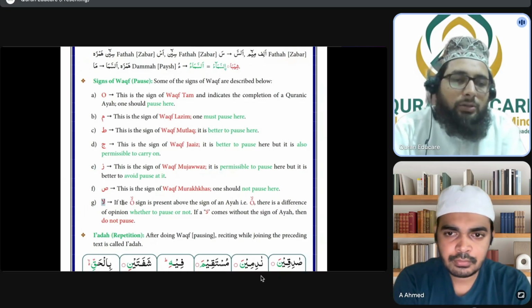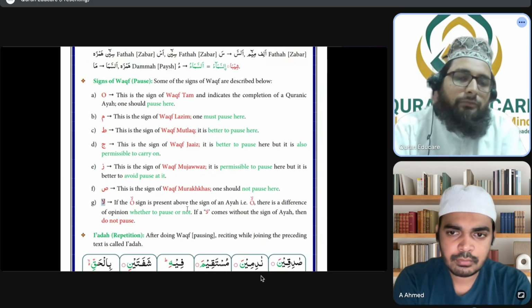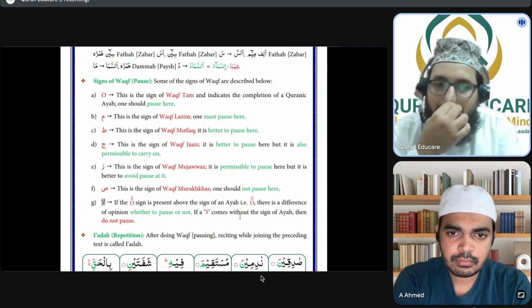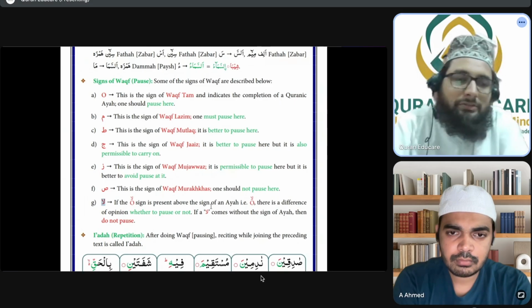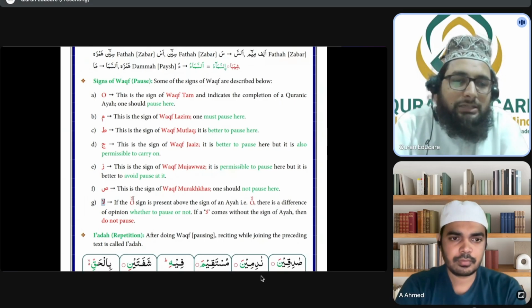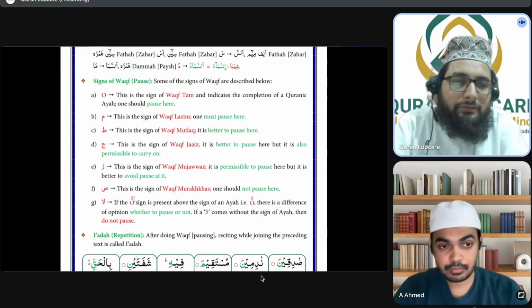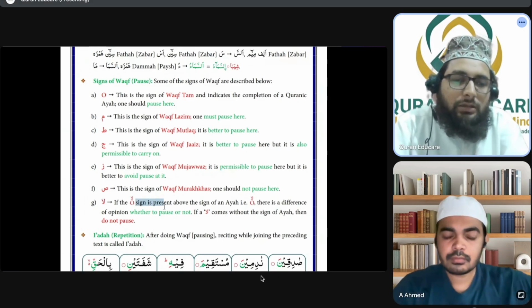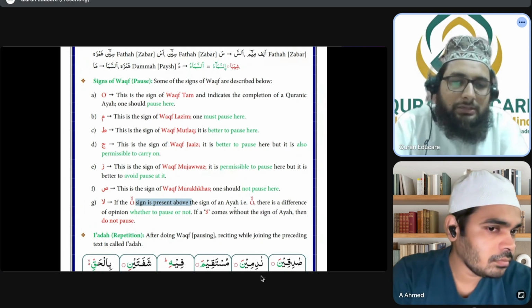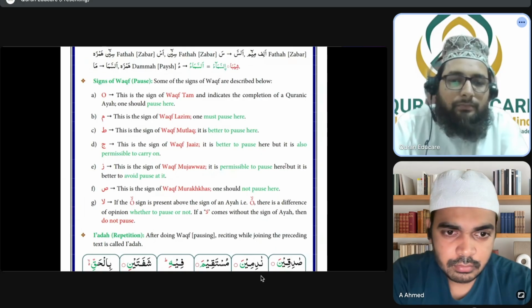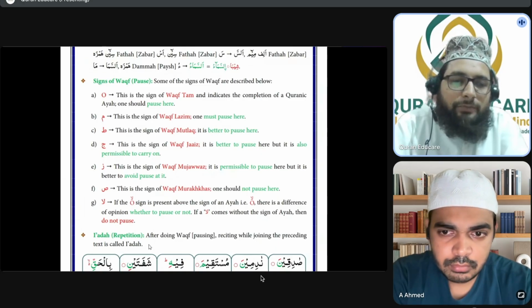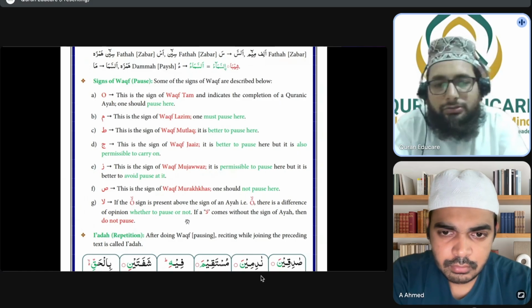If it comes alone, one should not pause. We should continue. But if the sign laa comes on the top of the word, like this, present above the sign, what is the ruling? There is a difference of opinion on whether to pause or not.